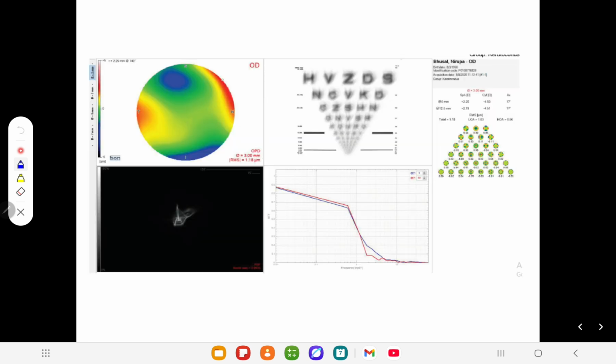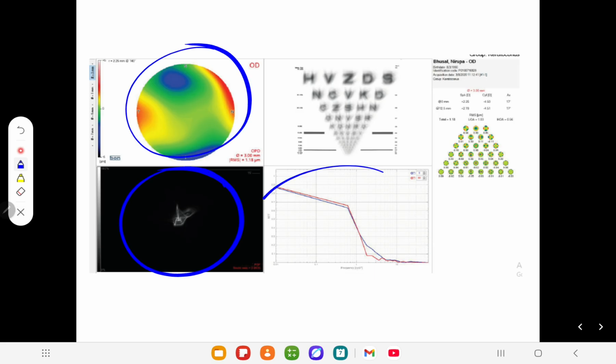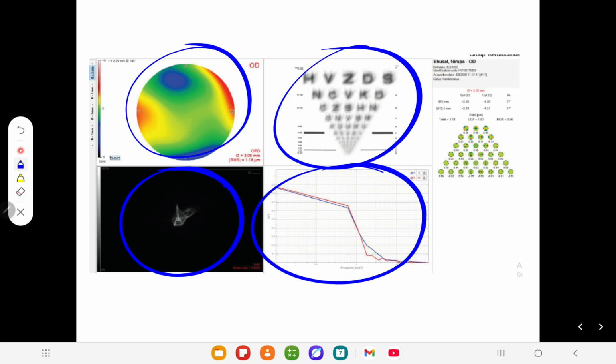This is actually a diagrammatic representation. This is the point spread function. This is the modulation transfer function. This is the simulation. This is low order aberration, LOA 1. This is high order aberration 0.56. And in this picture, this is second order aberration, third order aberration, fourth order aberration, fifth order aberration, sixth order aberration, seventh order aberration. So you can see up to 7th order aberration actually in Bones series.